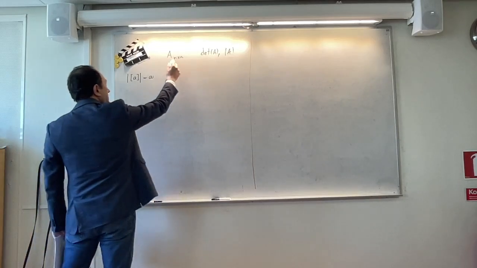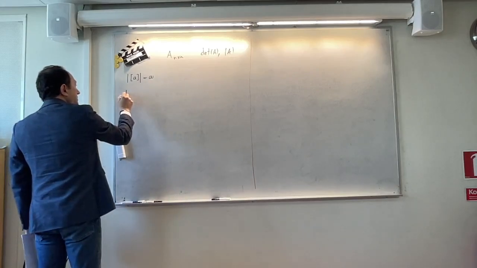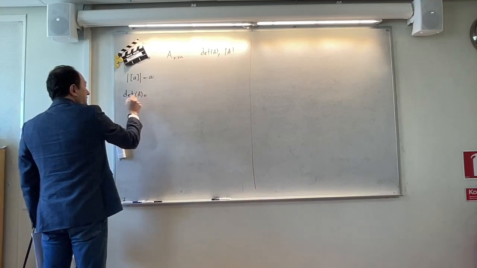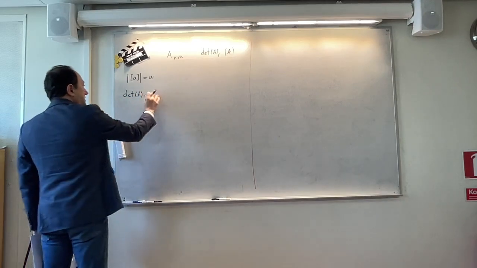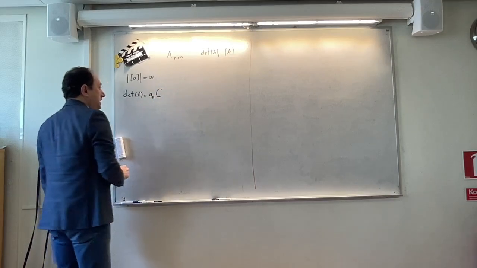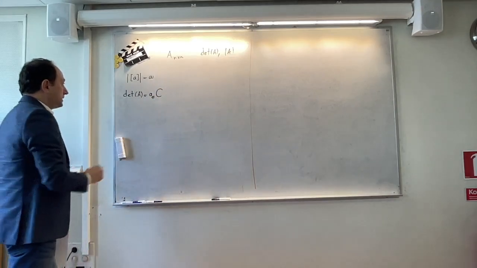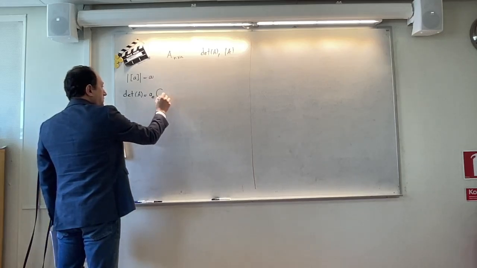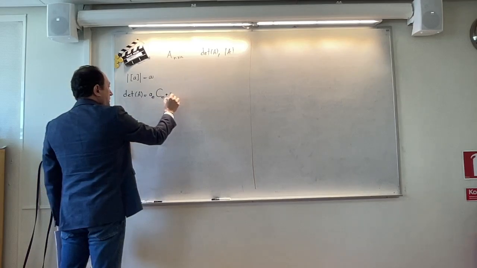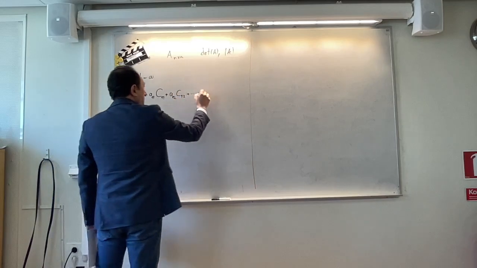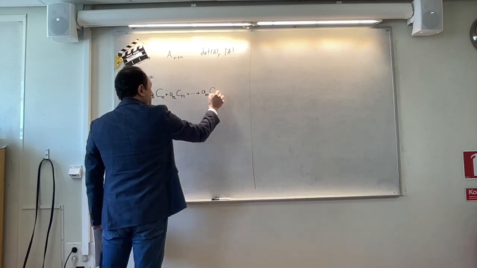If A is an n by n matrix, and you want to calculate this determinant, it means that you take A11 and then what we introduced as the cofactors. So C11, plus A12 C12, and then you continue until A1n C1n.